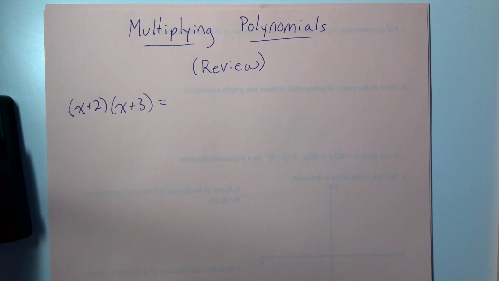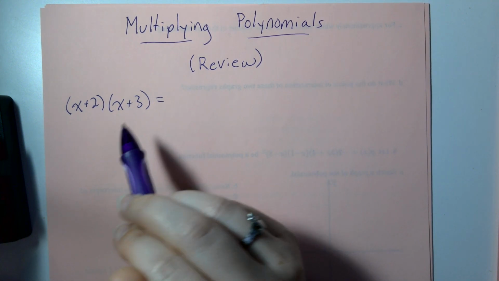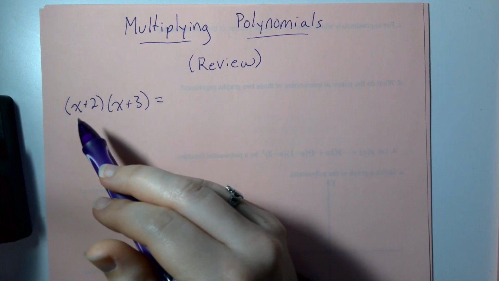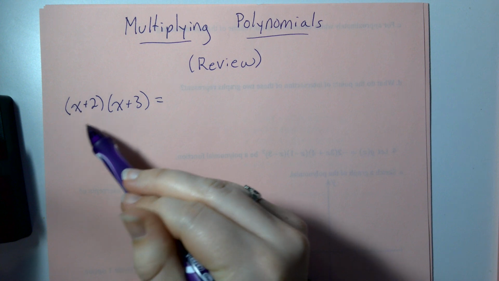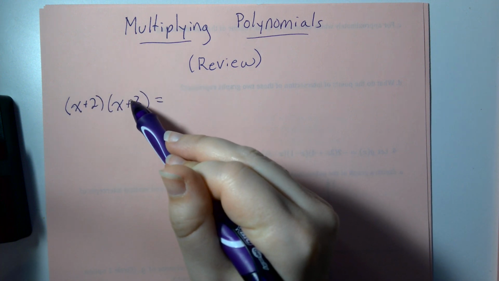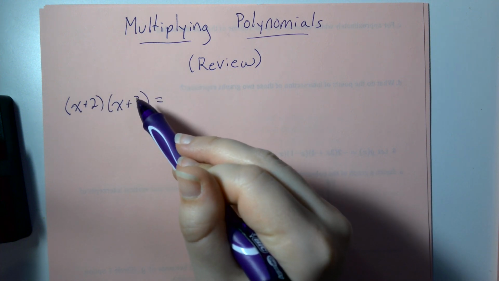So in this video, I'm going to do some review on multiplying polynomials. In Math 2, we got a start on multiplying polynomials. We would have done things like this, multiplying two what we would call binomials. So this x plus 2 would be called a binomial, and x plus 3 would be a binomial.